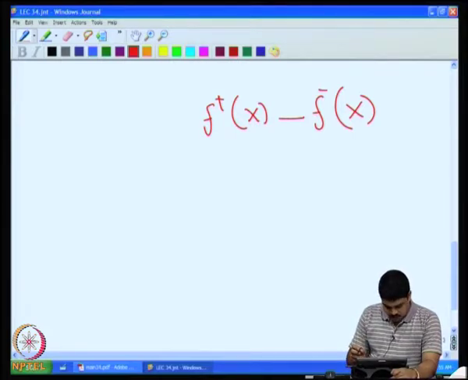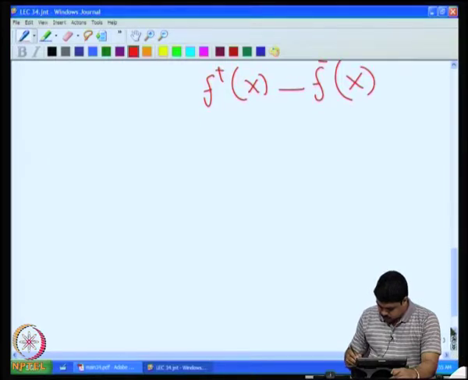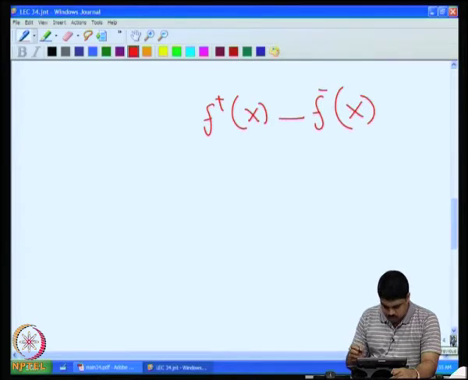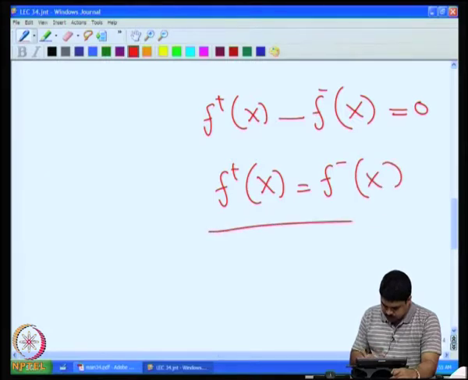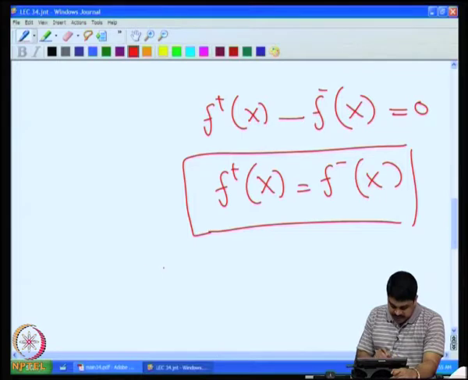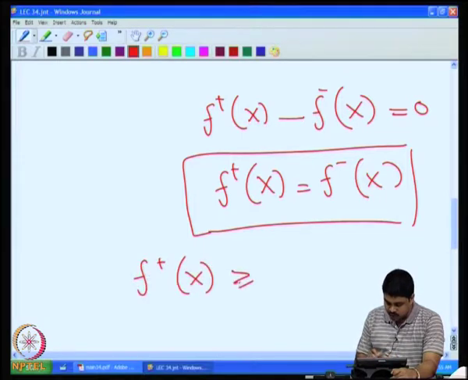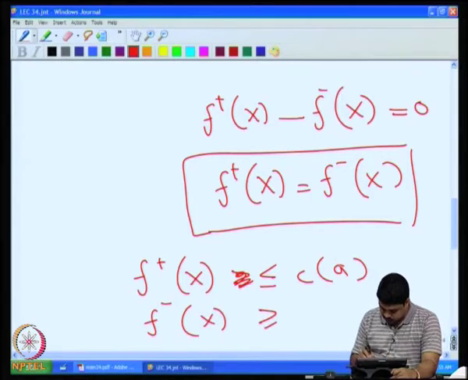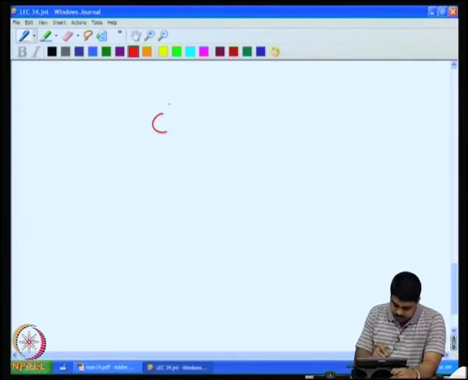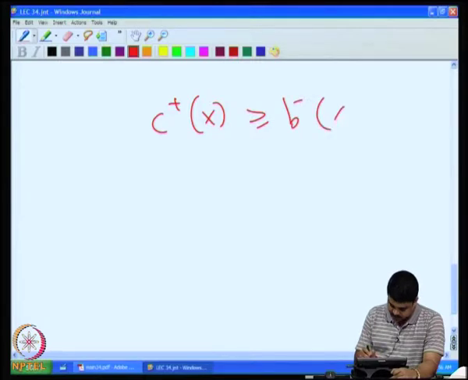But this has to be 0, right, because the overall value is 0. So, we get f plus of x is equal to f minus of x. But now we have already seen that f plus of x has to be less than or equal to c of a, and f minus of x has to be greater than or equal to b minus of x, right. So, what we get is c plus of x has to be greater than or equal to b minus of x for every x subset of V.